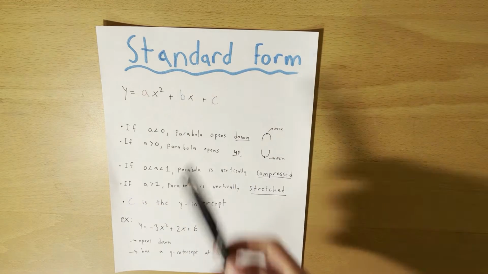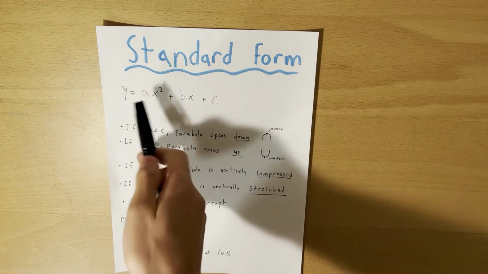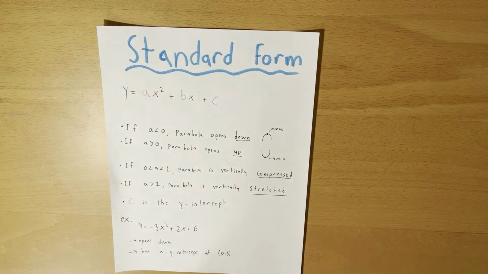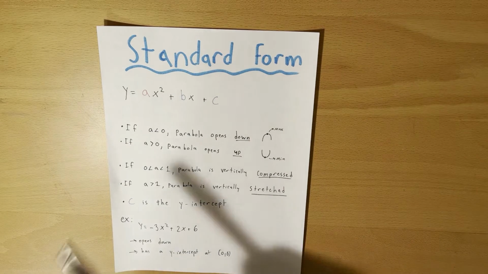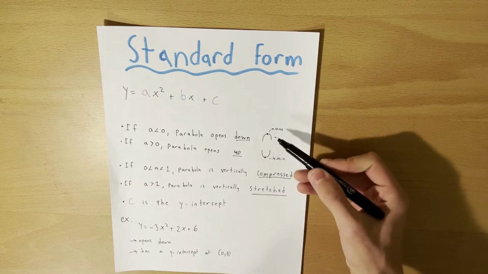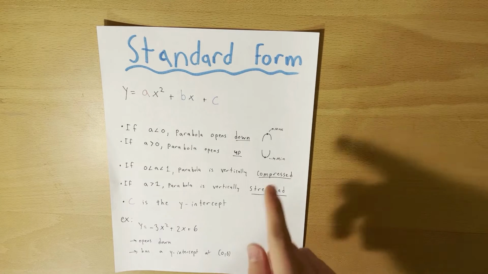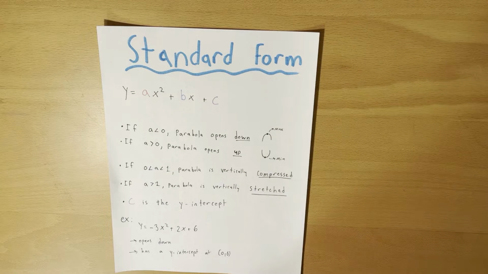This right here is an equation of a parabola written in the standard form. This gives us some information about the function. So this a right here, which is the leading coefficient, can tell us whether the parabola opens up or down. If a is negative, then the parabola opens down and has a maximum point at the vertex, which you can see here. If the a value is positive, it means that the parabola opens up and there's a minimum value at the vertex, as you can see here.